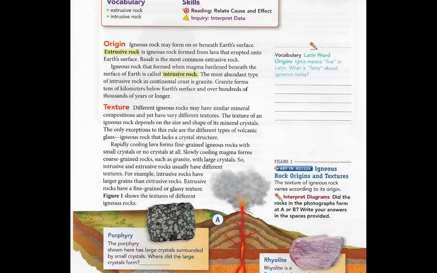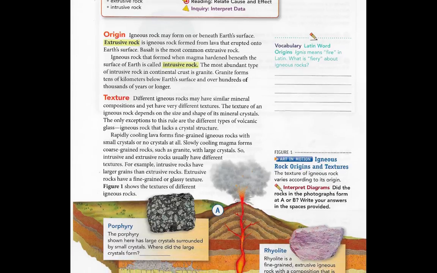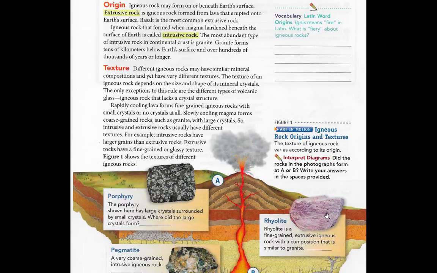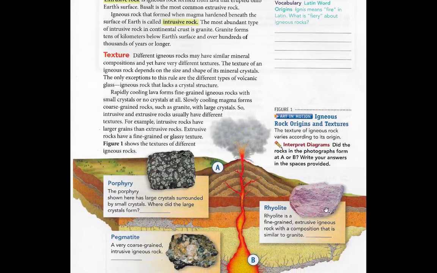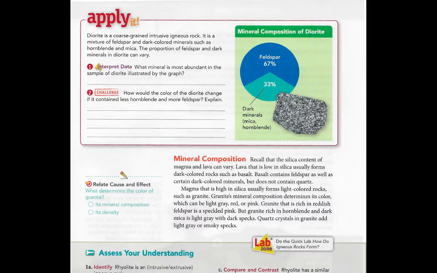Figure 1 shows the textures of different igneous rocks. So rhyolite is a type of rock that has a fine grain. Porphyry has large crystals that you can clearly see, and so does pegmatite, which is a very coarse-grained intrusive igneous rock. So you can see the different crystals. Okay, we're going to skip the Apply It.